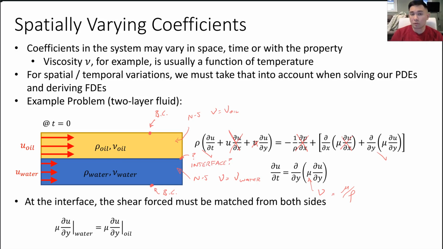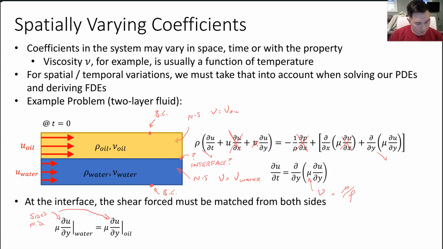At the interface, the shear force must be matched from both sides, which means mu du dy is equal to mu du dy for both the water and the oil. So we have to be a little bit careful here because we've got a couple of different properties. We've got our mu viscosity versus our nu viscosity, and certainly we'll be making sure those are clarified on any sort of problem statement. So we want to, again, be careful though with how we implement this particular equation, because we want to make sure that when we're doing this, we're perhaps doing a sided finite difference approximation, as with this as well.